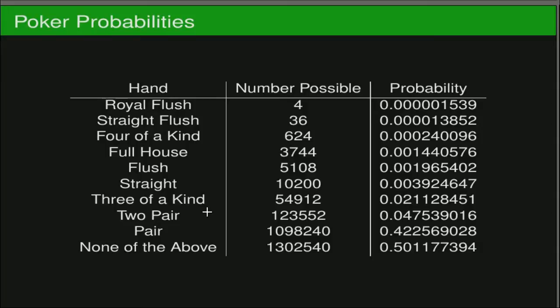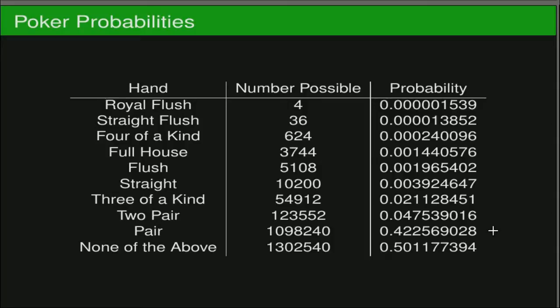Probability of getting 3 of a kind, 2 pair we did, and probably the most interesting 2 are getting the probability of getting a pair or getting nothing at all. That we get a huge increase.